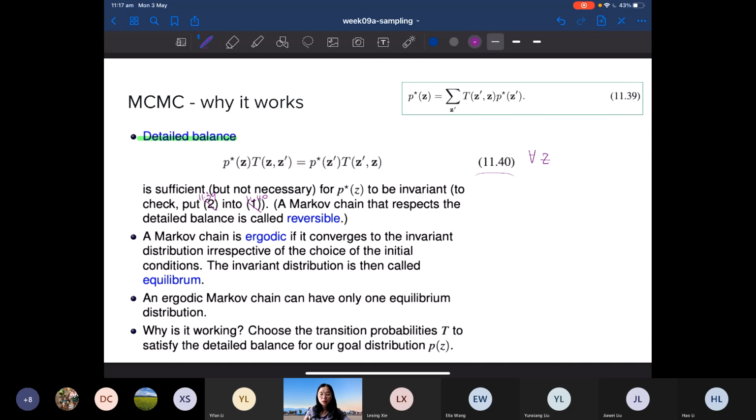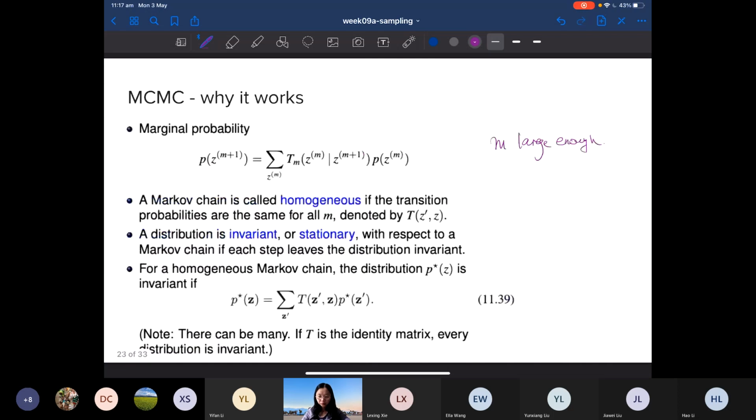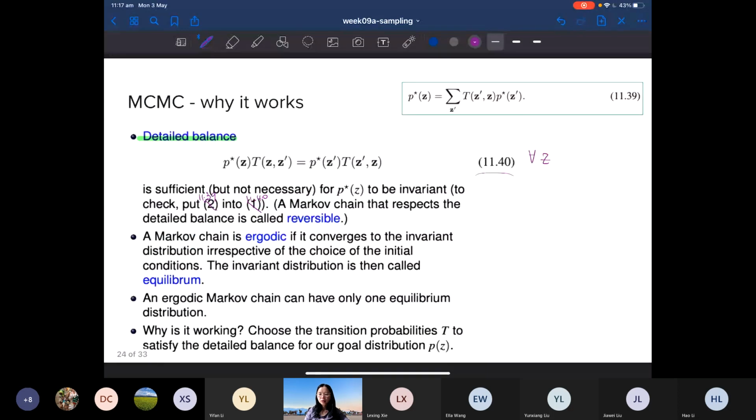Actually, it's the product of the distribution with the transition that leads to this distribution. Note that the conditioning is basically on the first variable here. So this is T of Z. Right, we're conditioned on the first variable. So there's some notation.